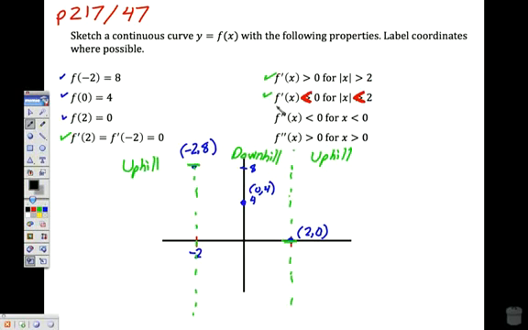Concavity comes from f double prime. It's negative when x is less than 0. That means for everything over here, everything x less than 0, it should be concave down. So it's going to be concave down all through here. Well, now we can draw it. It's got to be uphill and concave down, and then it's got to be downhill and concave down. It's got to go through that point there.